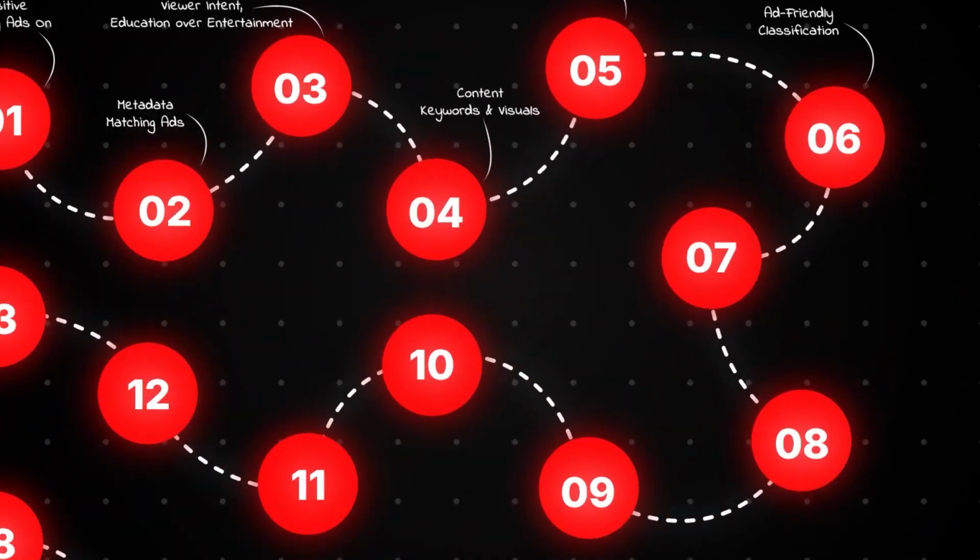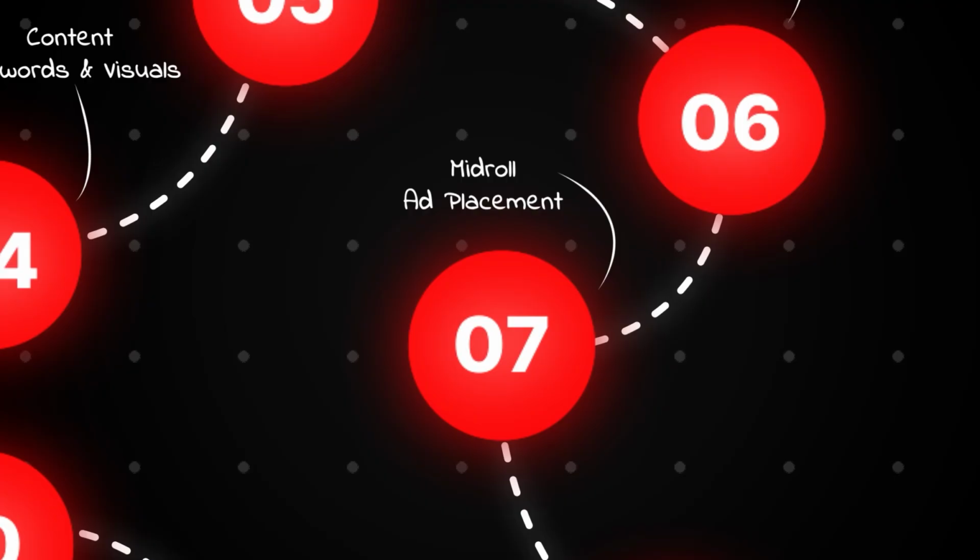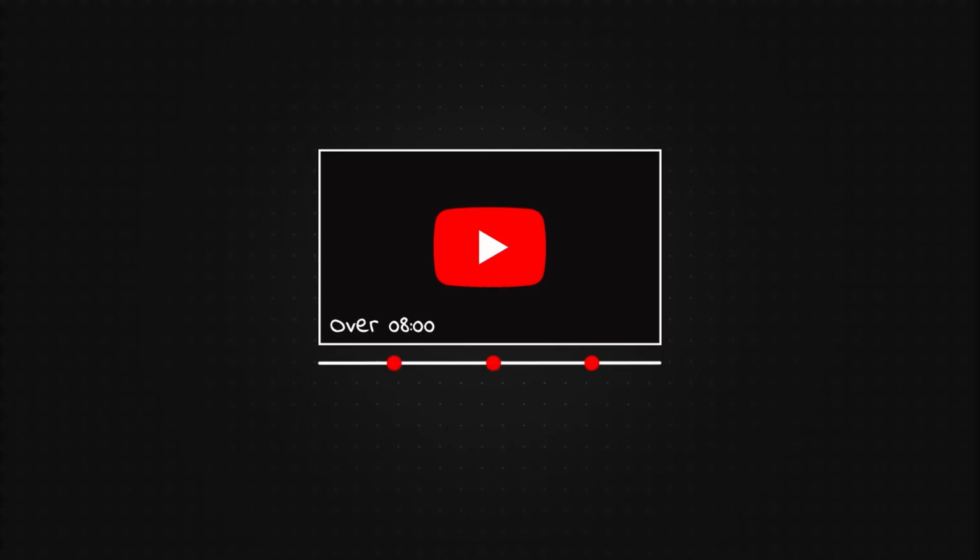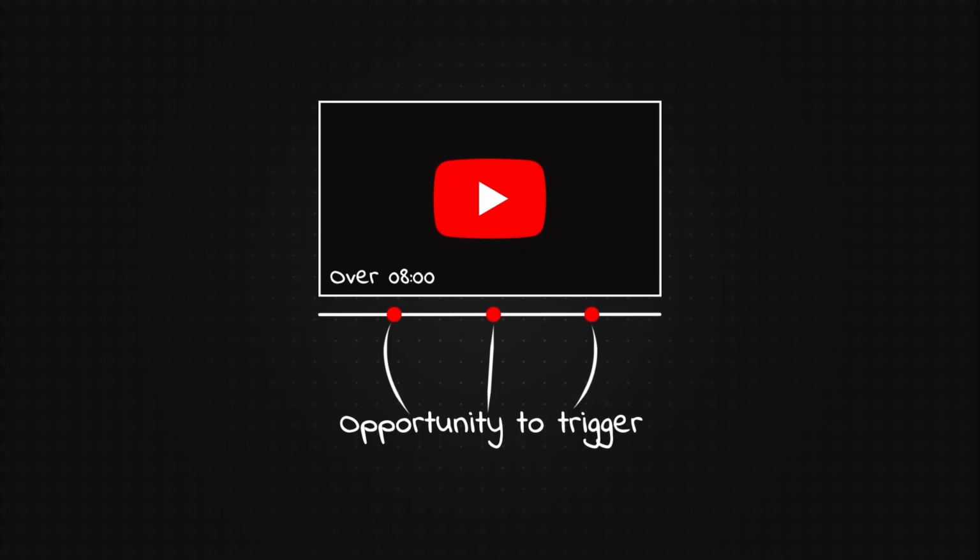Talking of which, let's move on to method number 7. It's a bit more advanced. Placing additional ad breaks in your video can drastically increase your RPM. However, it's largely misunderstood. So let's go a little bit deeper here. By default, YouTube auto places mid-rolls in videos over 8 minutes in length. But, and this is a big but, it doesn't mean ads will trigger when there is a placement. It just means it's an opportunity to trigger.